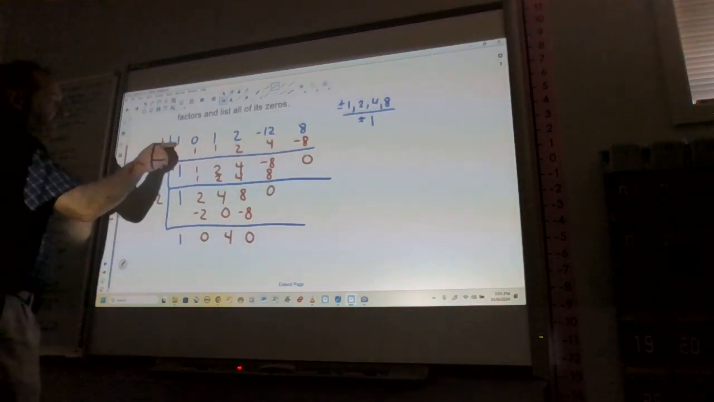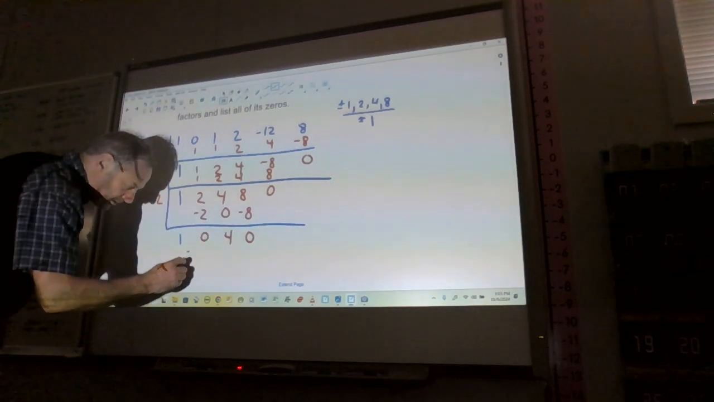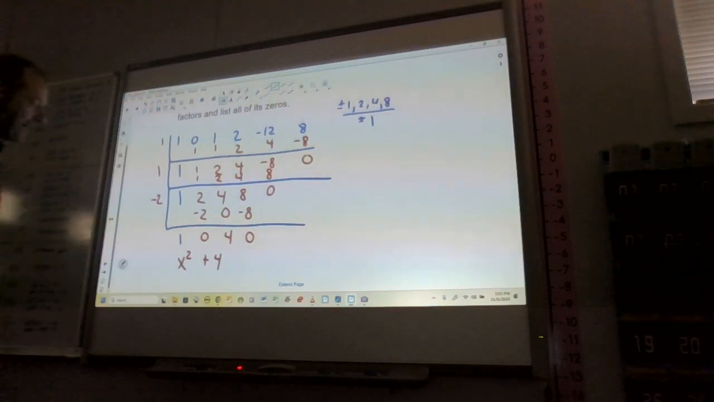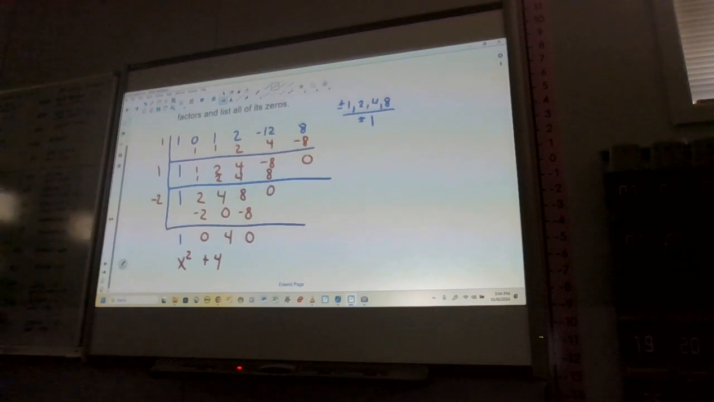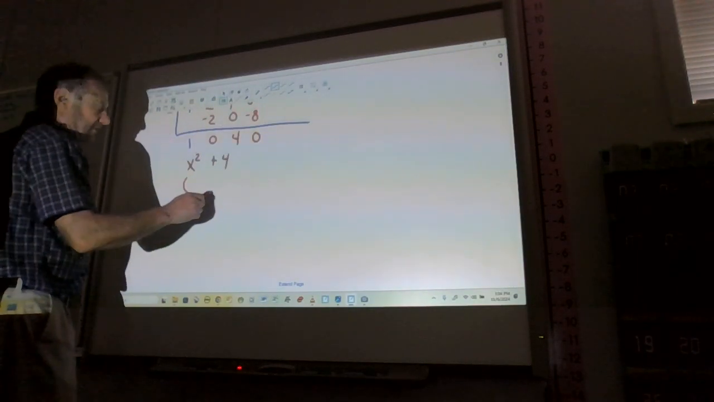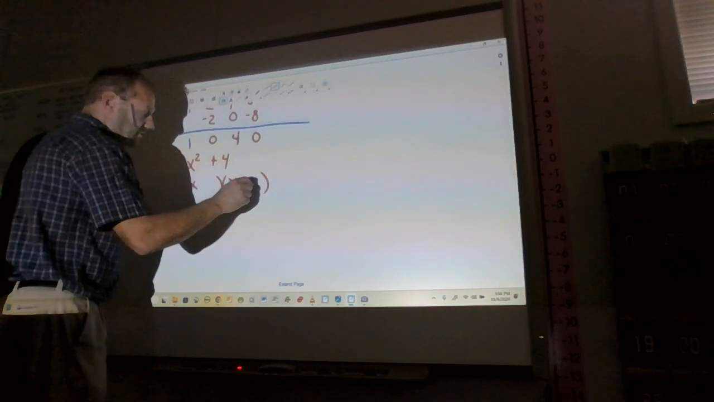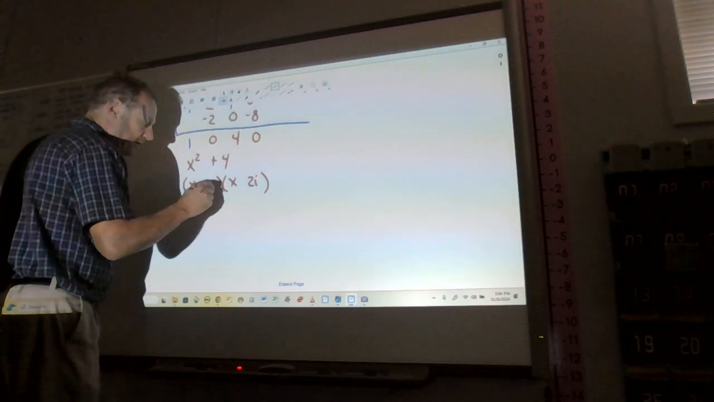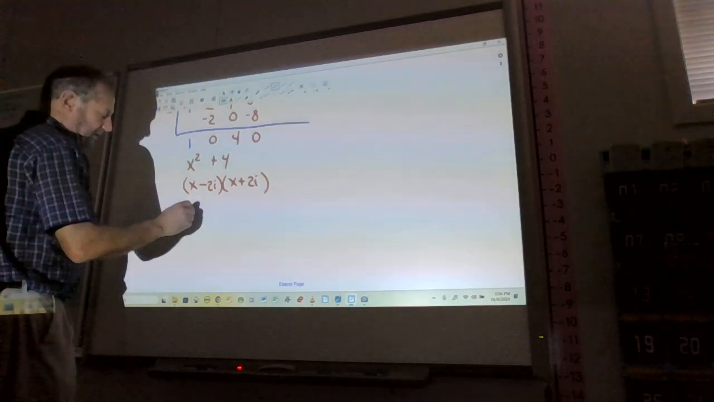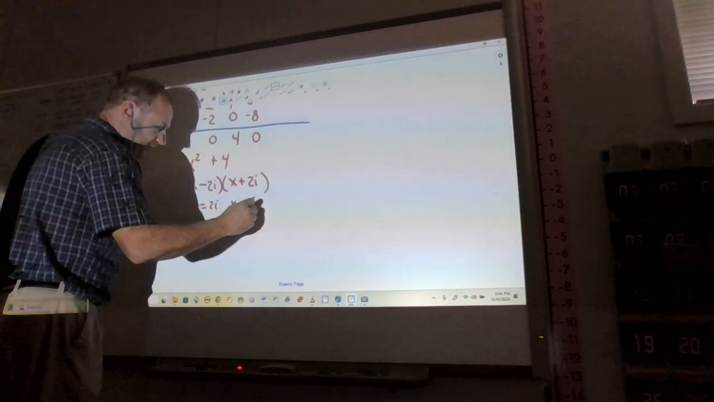Now, remember this was an x to the 5th. That makes this an x to the 4th, an x to the 3rd. This is an x squared. So this is x squared, no x, plus 4. Okay, I'm not going to be able to factor any more out of there. So what I need to do now is I need to factor this. I'm going to get an x and an x. This is a sum of two perfect squares, so this is going to be a 2i and a negative 2i. Okay, so this will give me x will be 2i, and this will give me x will be negative 2i.